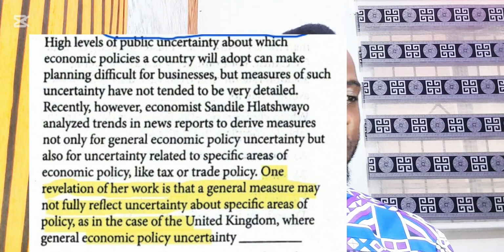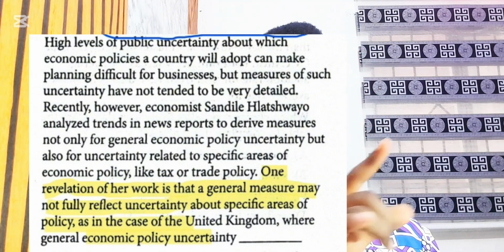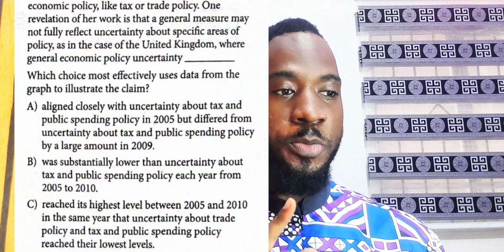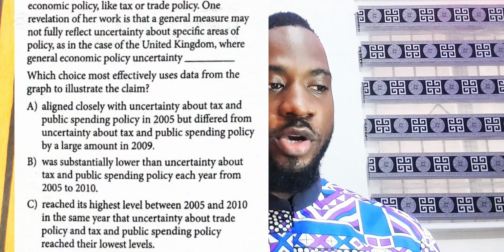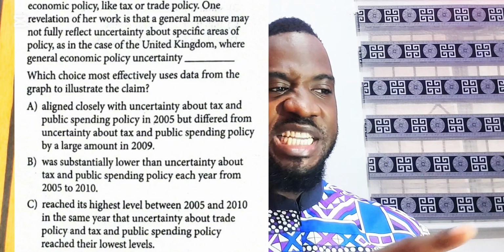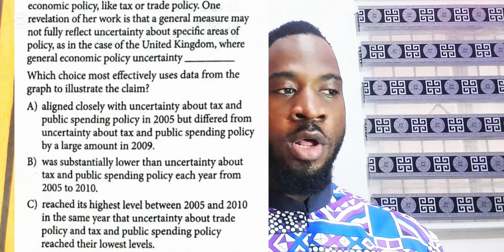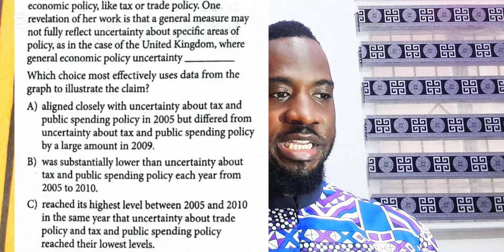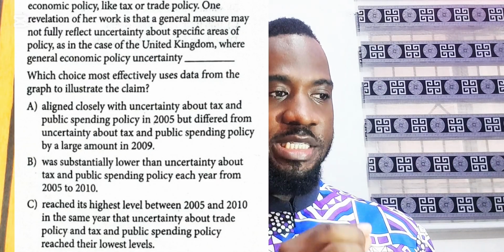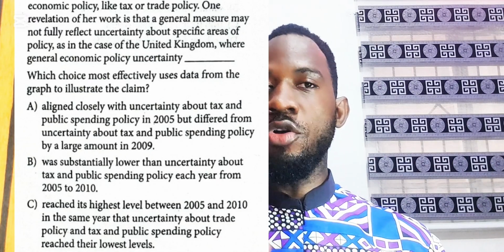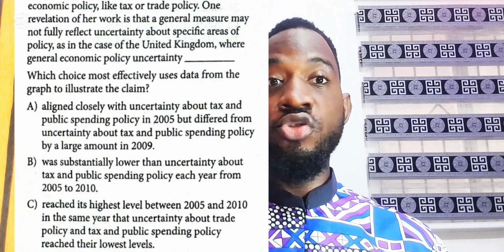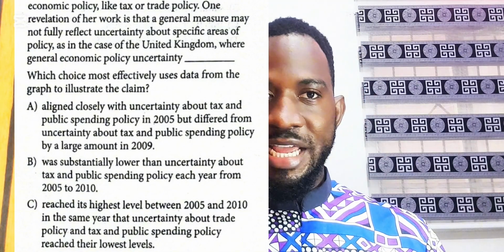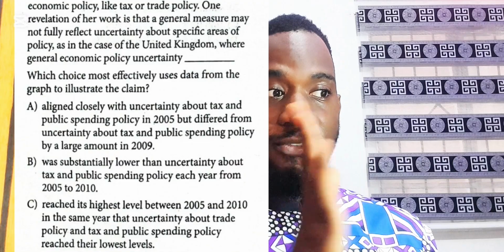Now down to the options. Let's select the option that matches that claim and the prediction I just made. The first one says option A, general economic policy. Whatever option I'm choosing, I am reading it into the sentence just for grammatical coherence, right? General economic policy aligned closely with uncertainty about tax and public spending is obviously wrong already. General economic policy must not be the same as other areas. A is wrong for the claim.